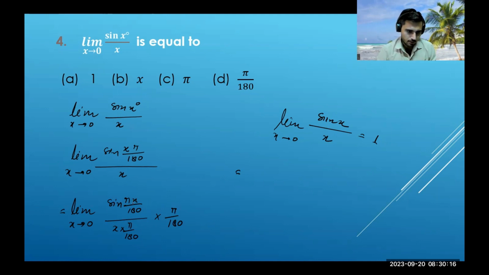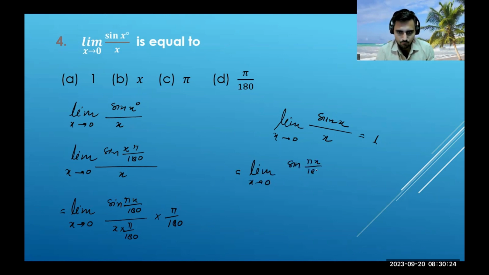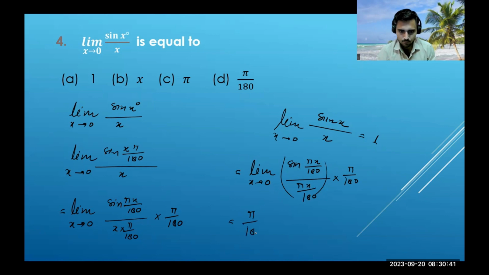So now we can write again for understanding, limit x tends to 0, sine pi x upon 180 upon pi x upon 180. So here we have pi upon 180 in multiplication. The limit part will become 1, and so finally we have pi upon 180. And that's the answer. So answer D.